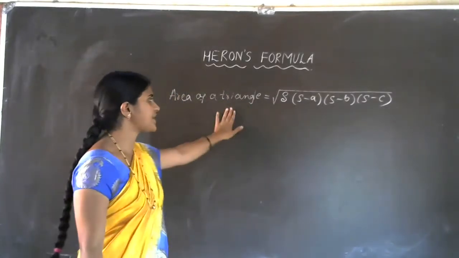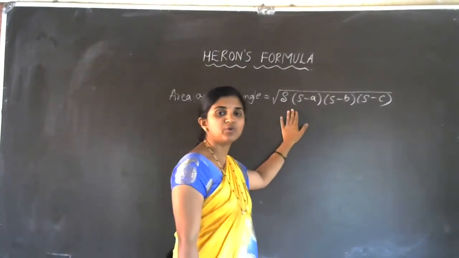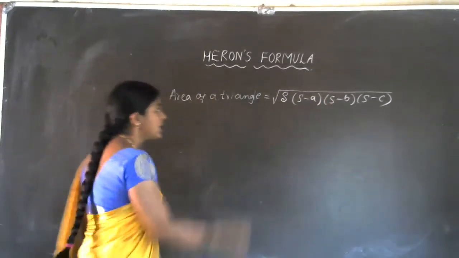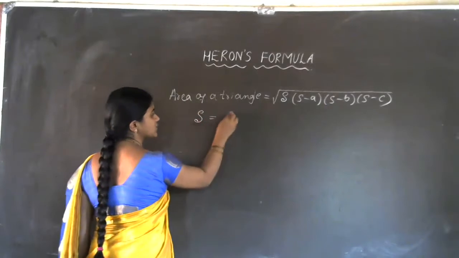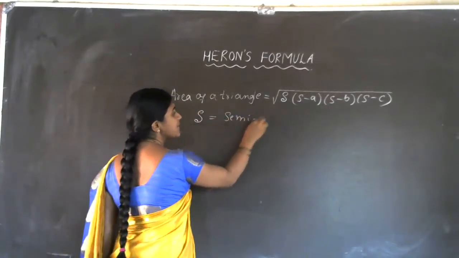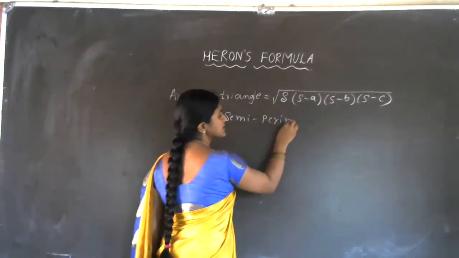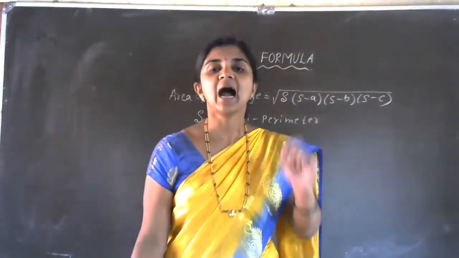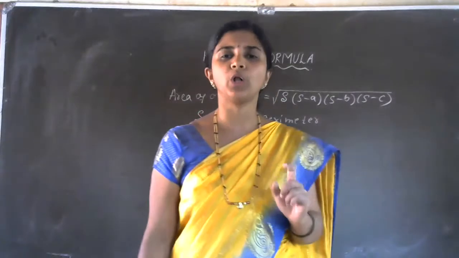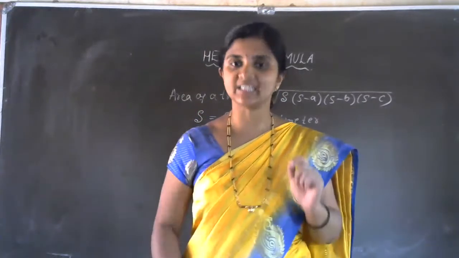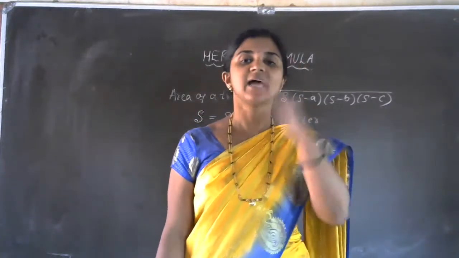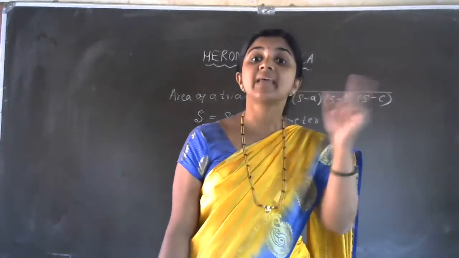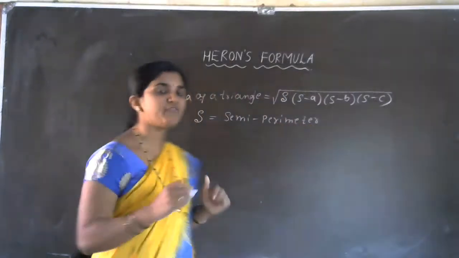Area of a triangle is equal to square root of s into s minus a into s minus b into s minus c. What is that s actually? S is the semi-perimeter. What is that semi-perimeter? Semi-perimeter is nothing but half of the perimeter. Perimeter you all know, the sum of all the sides' measurements. So when we add the three sides we get the perimeter. Here s stands for semi-perimeter, that is half of the perimeter.